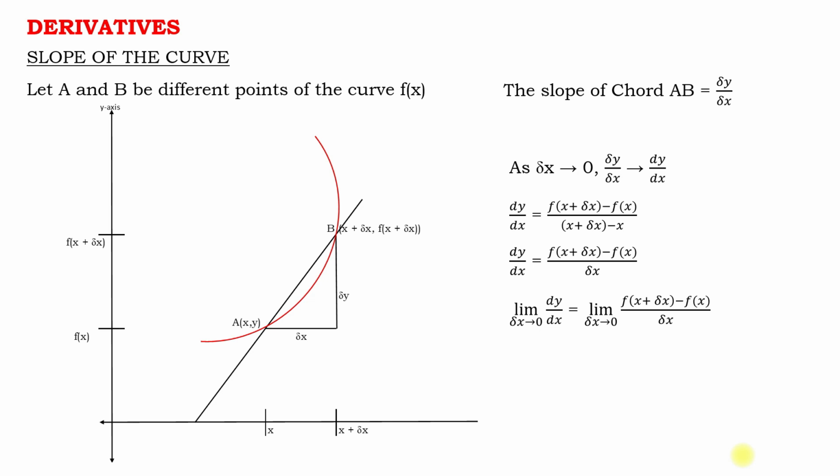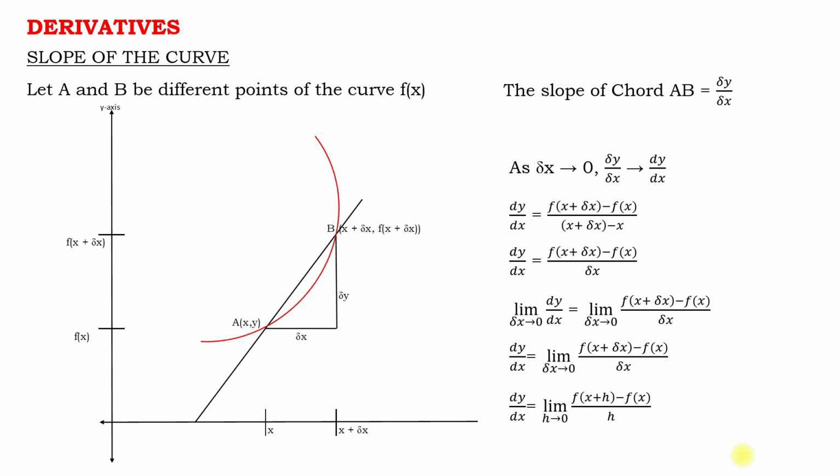Derivative of y with respect to x, which is equal to, as change of x approaches 0, our formula will be like this: f of x plus change of x minus f of x over change of x, right? So instead of writing change of x, we can write h. We can let h be change of x. So our equation will be dy/dx, or derivative of y with respect to x, is limit as h approaches 0 of f of x plus h minus f of x divided by h.